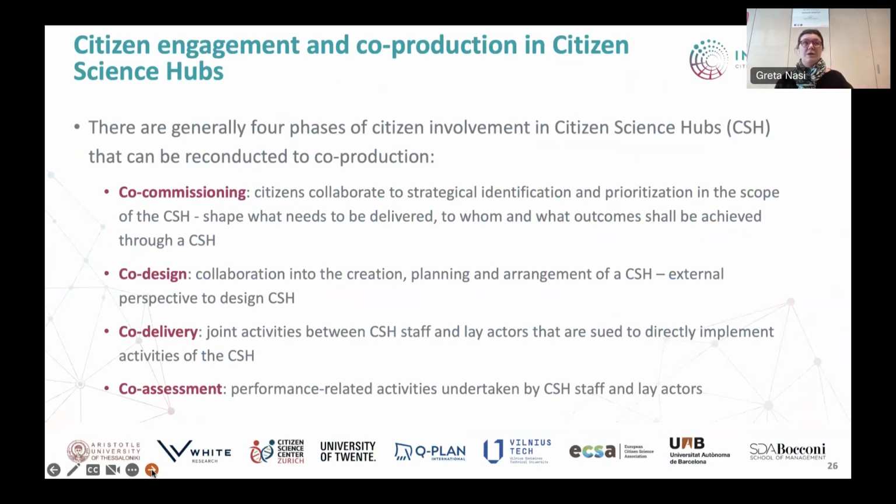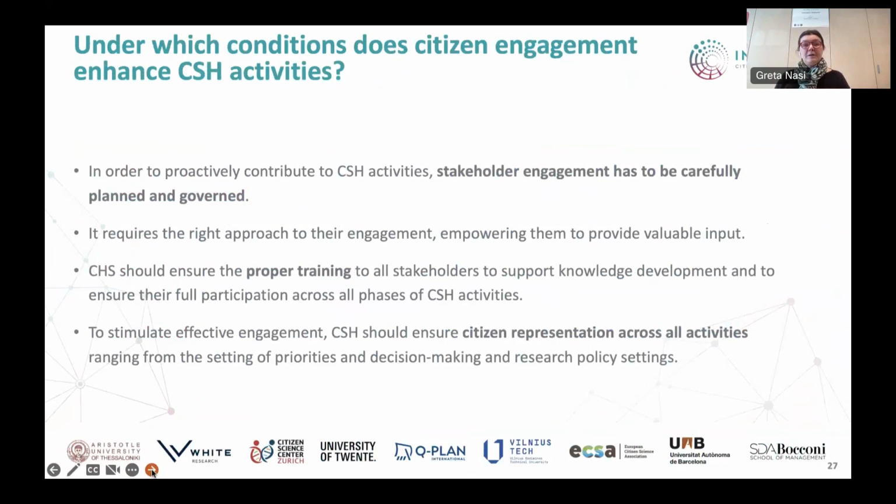So I would also suggest utilizing organizational impact analysis once you identify solutions that mainly come from the ideas and the support of external stakeholders, because it could be that they are not feasible from the perspective of the organizations that eventually would have to roll them out. What is important to understand, as I said already, is that citizen science and citizen participation in citizen science has to be carefully planned and governed.